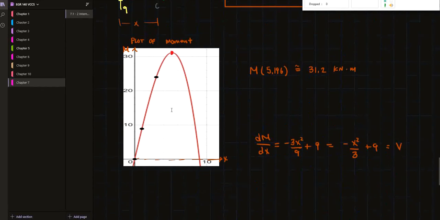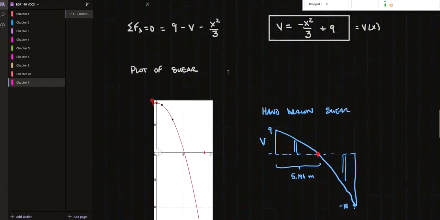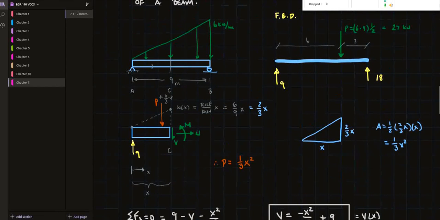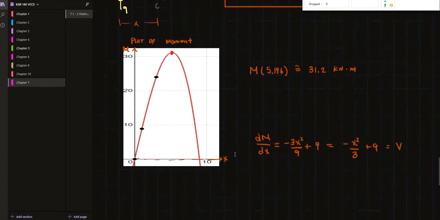Now, it's important to know where your maximum moment is when you're designing things like beams, because the maximum moment, which occurs somewhere around just past this midpoint, is where you're going to have your maximum stresses, your maximum flexural stresses in your beam. So it's important to know where that is so you can design your beam accordingly.